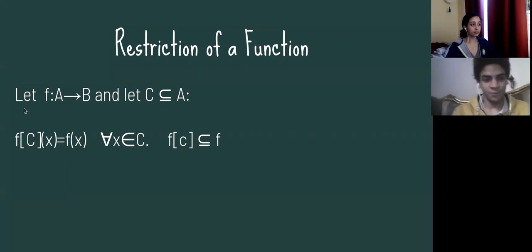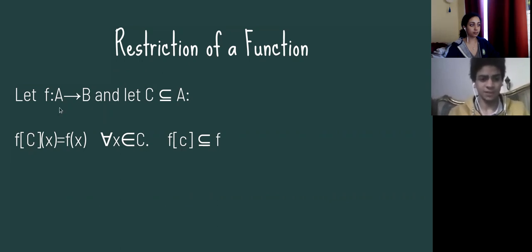So let f, mapping from A to B, be a function. So this is a function that maps from A to B. So it has a domain of A and a range that's a subclass of B. And let C be a subclass of A. By the restriction of the function to C, what we mean is that f_C of x equals f of x for all x belonging to C.